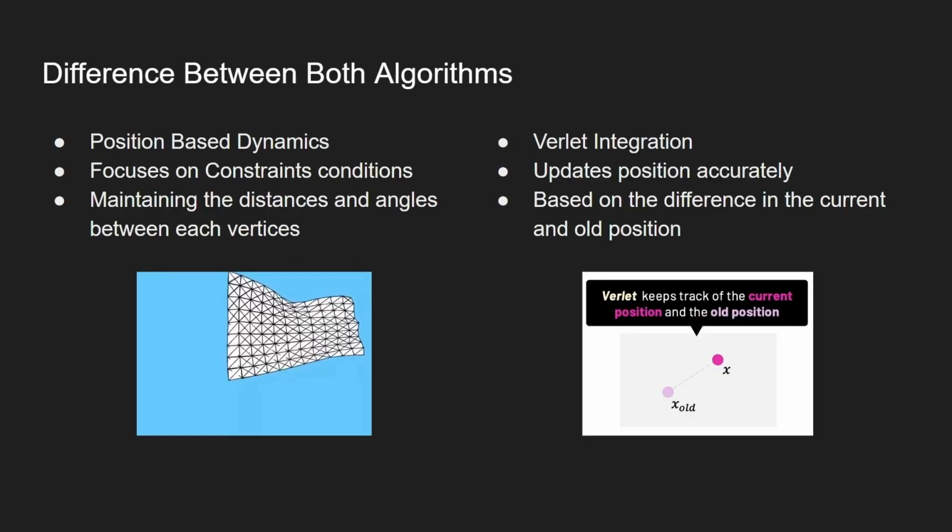So the difference between both algorithms, PBD, position-based dynamics, and Verlet integration, is that PBD focuses more on constraint conditions, so to fulfill the constraint. This is so that the cloth is still intact based on the settings of the constraint as well. And the main method that they choose to implement is to maintain the distance and angle between each vertices.